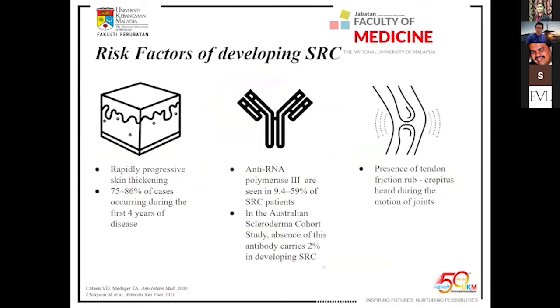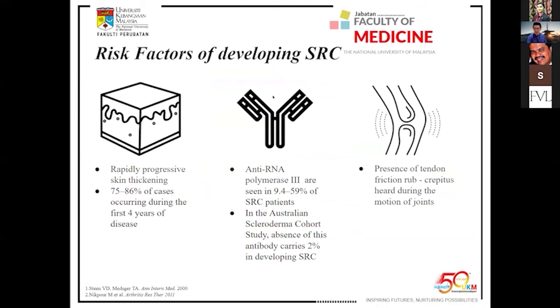So what are the risk factors for someone to develop SRC? There are a few well-documented risk factors here. The first one, if you have a rapidly progressive skin thickening, most of them, 75 to 86% of them, might develop SRC in the first 4 years of disease. So it's actually a very good marker to tell you whether this patient has a high risk of developing an SRC or not.